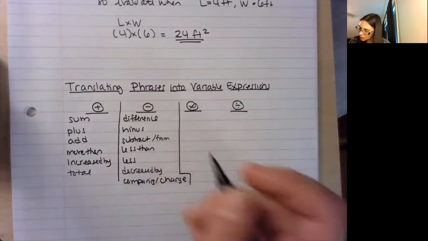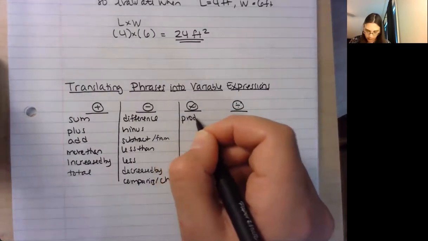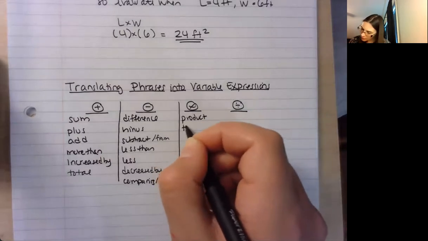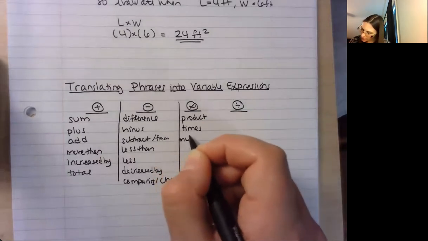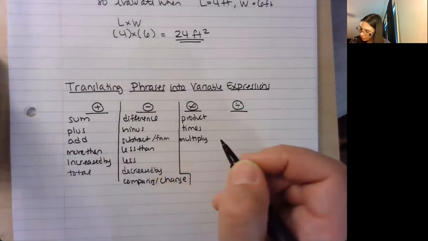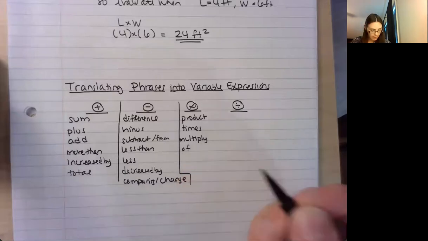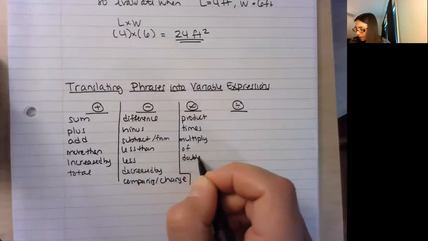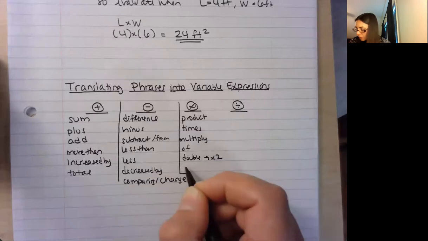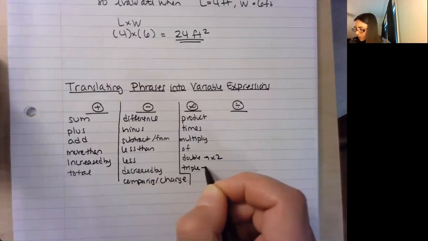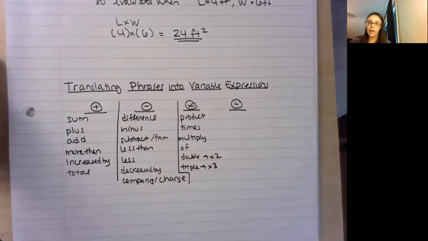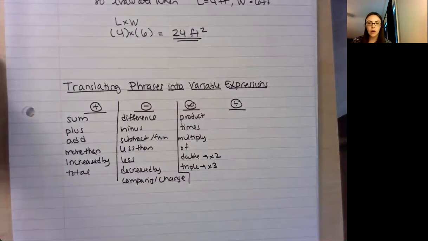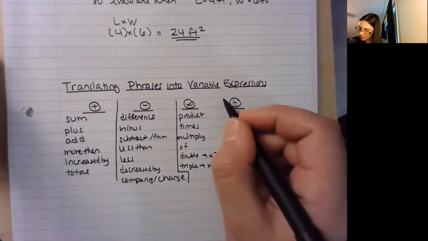For multiplication, words like product, times, multiply, of. Now, a couple new ones here. Double would mean times 2. Triple is times 3. Quadruple is times 4, etc. So there are a lot of other specific keywords there that we can start thinking about.